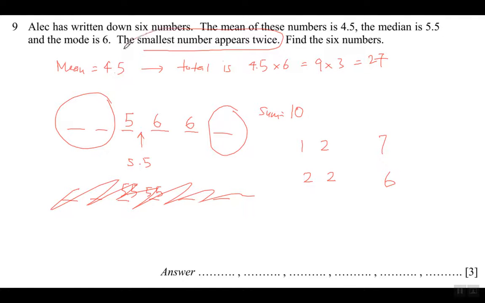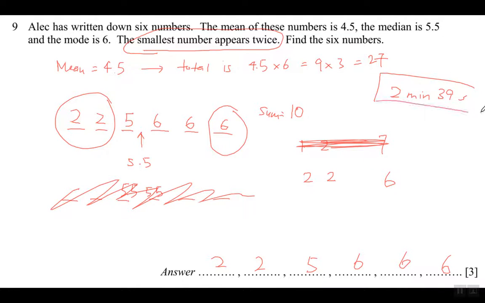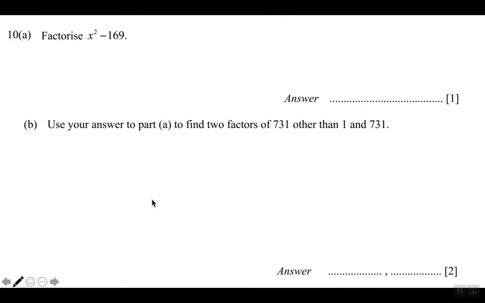The smallest number appeared twice, and the smallest number is not the mode. So it means that the mode is 3 times, so this has to be 6. Okay, so this is out. And the smallest number appeared twice, so this means this is the answer: 2, 2, 5, 6, 6, 6. Done. Okay, stop time. 2 minutes 39 seconds. Okay, good. Beat the clock a little bit.